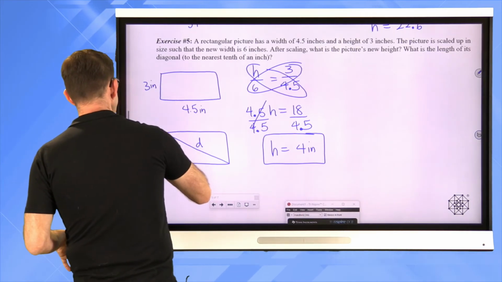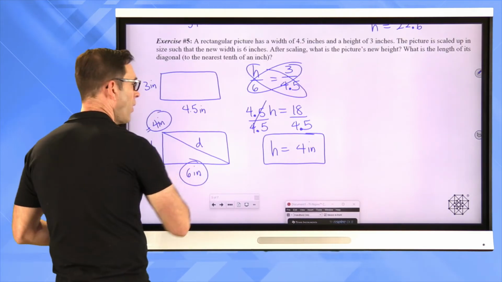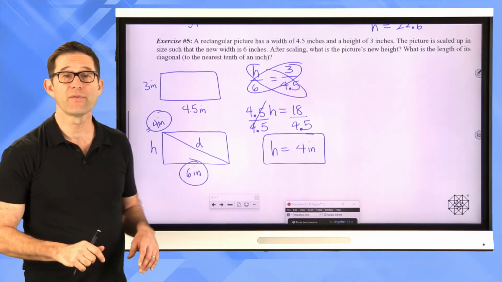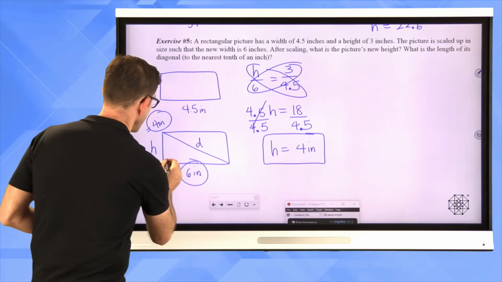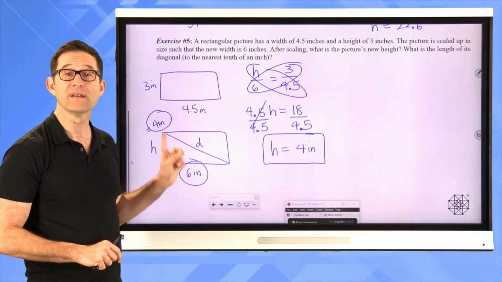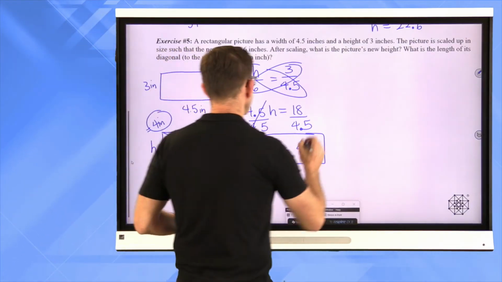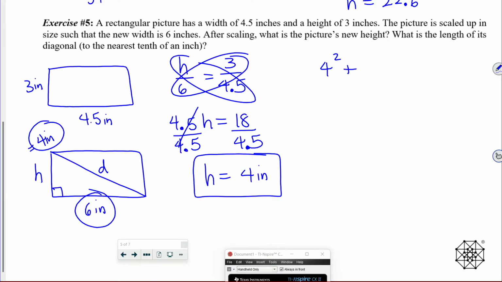Now, in terms of my new diagonal, I'm not going to use similarity for that at all. I'm just going to use the Pythagorean theorem, right? Because I'm working within a rectangle, that means that's a right angle. I now have a 6-inch and 4-inch set of legs, and therefore I just need my hypotenuse. So I can say that 4 squared plus 6 squared is equal to my diagonal squared. That's going to be 16 plus 36 is equal to my diagonal squared. All of this is going to be 52 is equal to d squared.